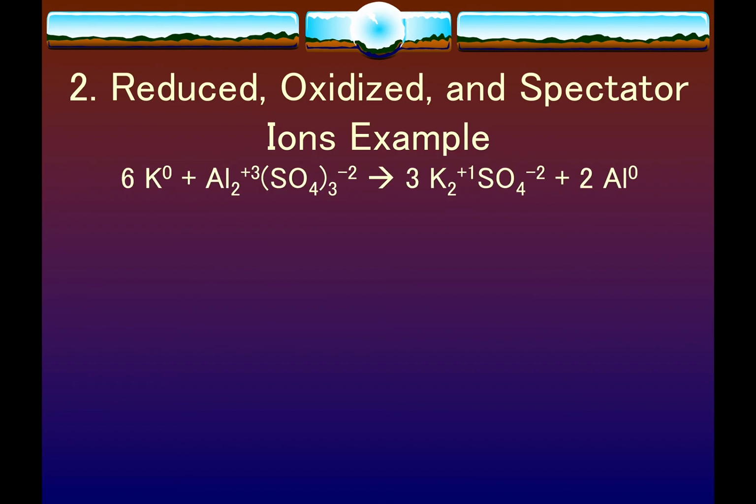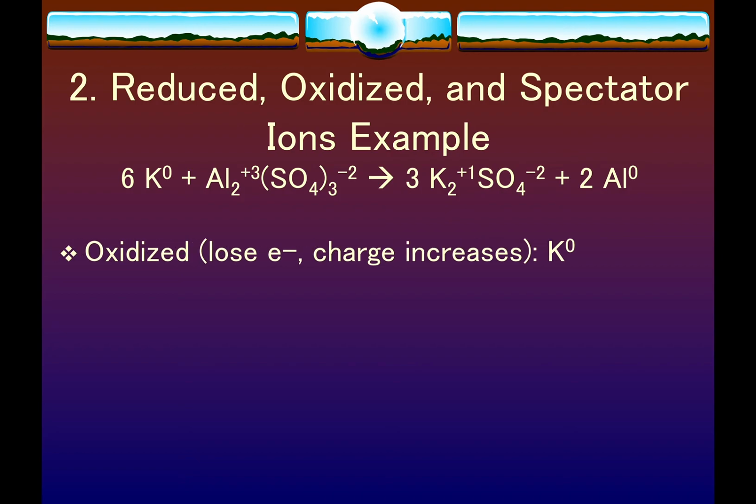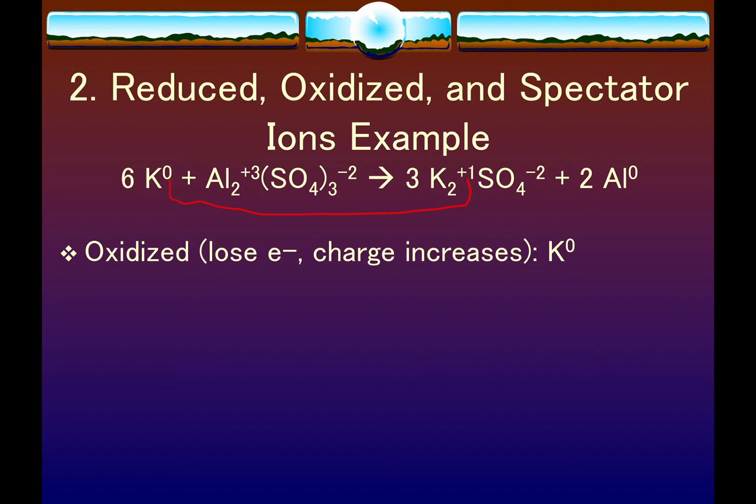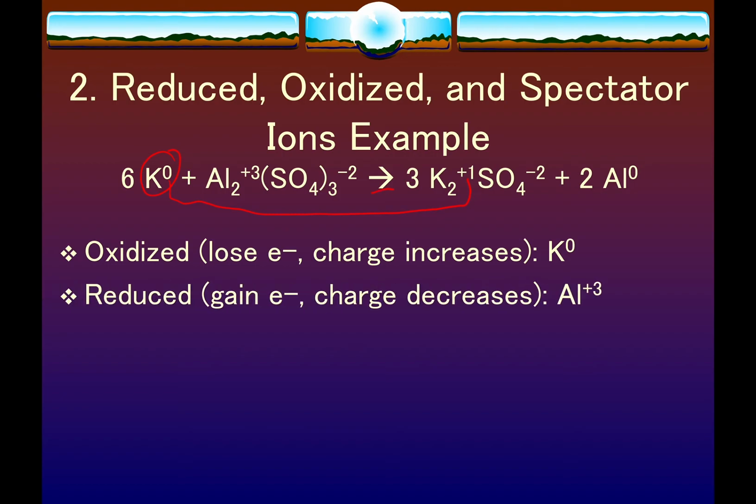Here's another example. We compare here K0 to a +1. We're getting more positive, therefore we have to lose electrons in order to get more positive. So the K0 is a species that is being oxidized. The K +1, if we think of this in the other direction, would actually be reduced, but we haven't really gotten into reversible reactions yet. And we're going to read these left to right, indicated by the arrow.